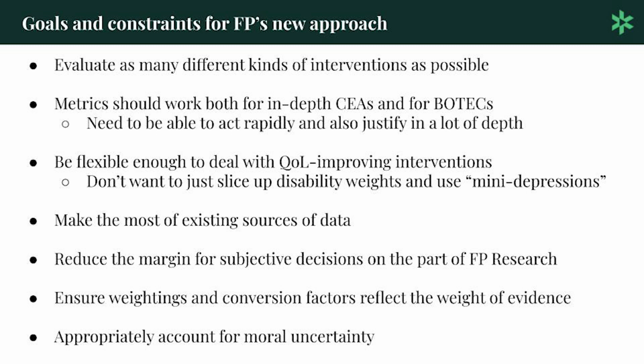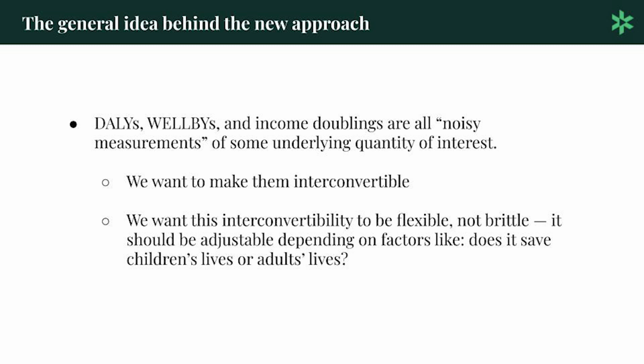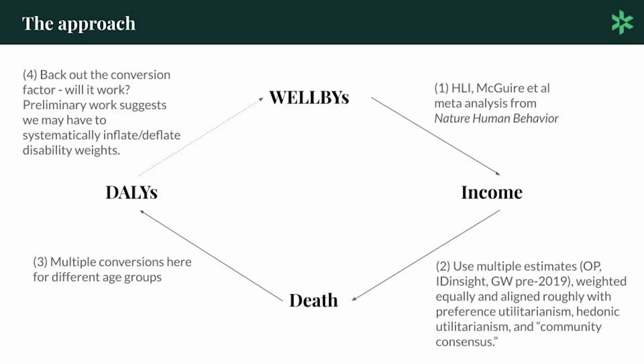Okay. The general idea is we have DALYs, we have well-be's, we have income doublings, and those are all noisy measurements of some underlying thing, which is the goodness of an intervention, maybe. Like how much this does for your life. And we ultimately want to be able to measure an intervention any of these ways. And so moving forward, our approach is something like wellbees to income to death to DALYs to wellbees. And that dotted line indicates that we're only going to figure out conversion factors for these three and then back out a DALY to wellbee conversion.